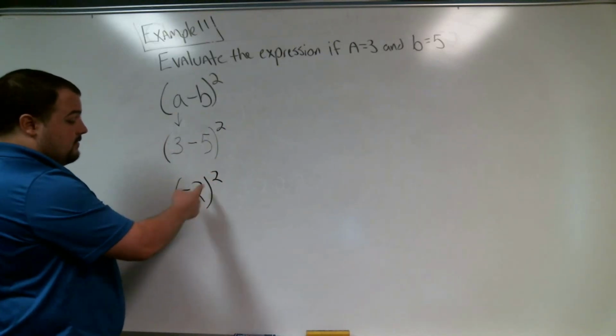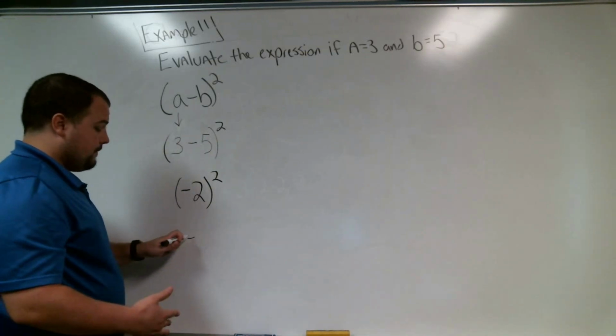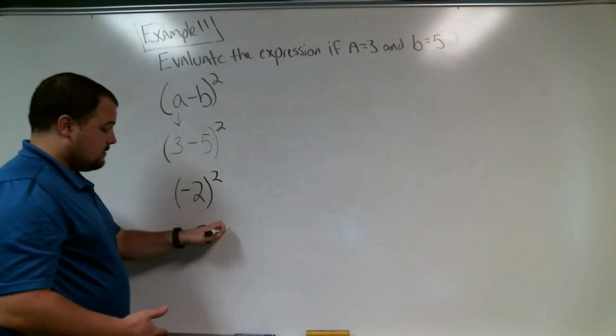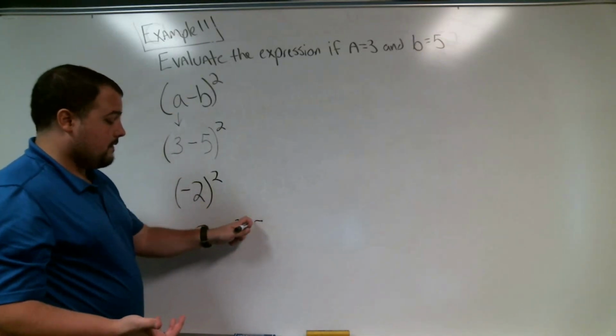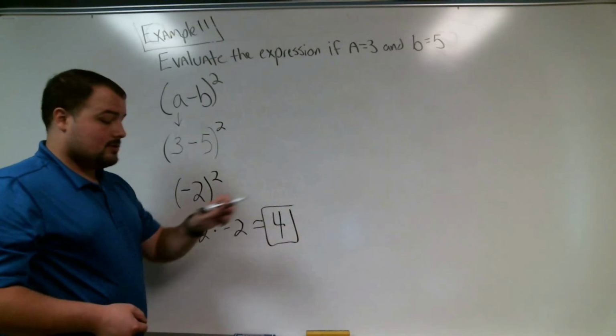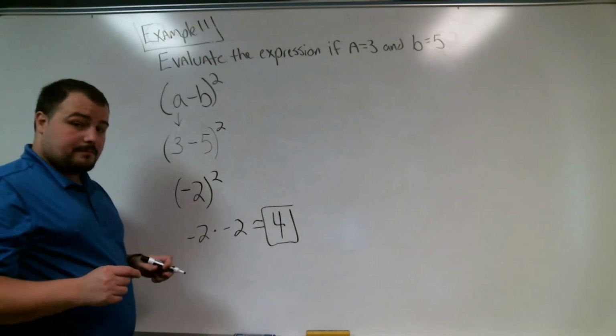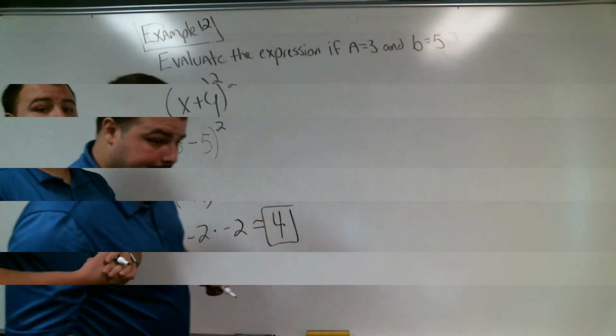Now, this means negative 2 to the second power, which means that we're going to write that number twice. So I'm going to expand that out. Negative 2 times negative 2. A negative times a negative, that's a positive. And 2 times 2, that's 4. So the answer to the problem should be a positive 4. Good to go? Let's do our last problem.